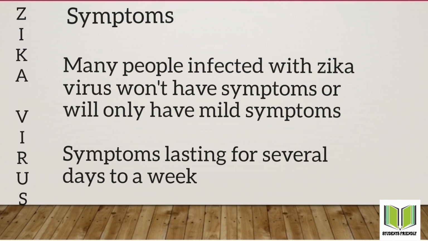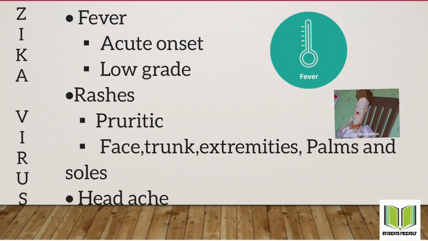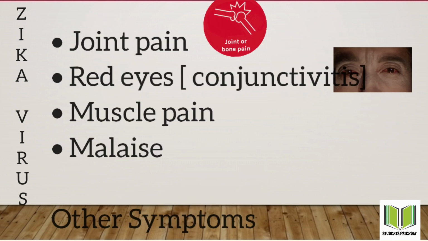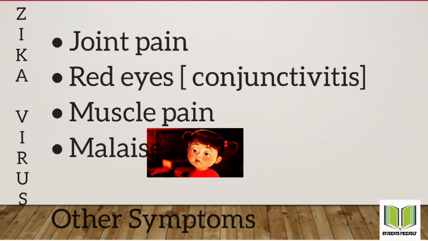Symptoms. Most people infected with Zika virus won't have symptoms or will only have mild symptoms. Symptoms last for several days to a week. The common symptoms: fever, acute onset of fever and low-grade fever. Then rashes seen on the face, trunk, extremities, palms and soles. Headache, joint pain, red eyes or conjunctivitis, muscle pain and malaise. These are the main symptoms we can see in case of Zika virus.